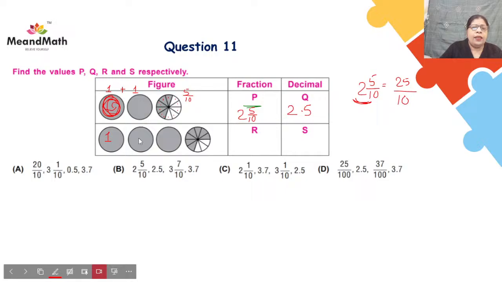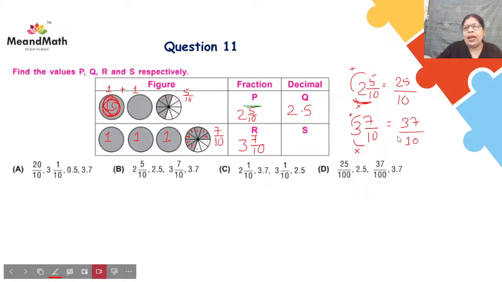Let's see the next set of the figure. This is 1. This is also 1. This is also 1. And here we are going to multiply them and then we are going to add them. Okay. 10 threes is 30 and 30 plus 7 is 37. 37 by 10.